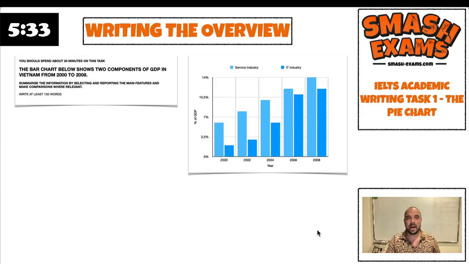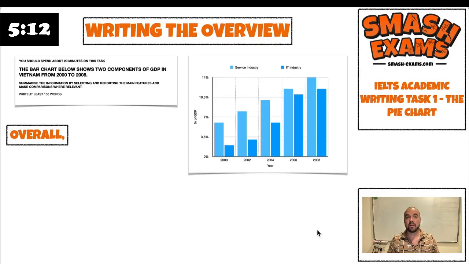An overview is where you identify the key trends in the bar chart. I want to give you a tip that will work with any IELTS Academic Writing Task 1, whether it's a map, a process, or a bar chart. That is to start your overview with the word overall. Always start with overall because it gives you a nice way to sum up the chart.